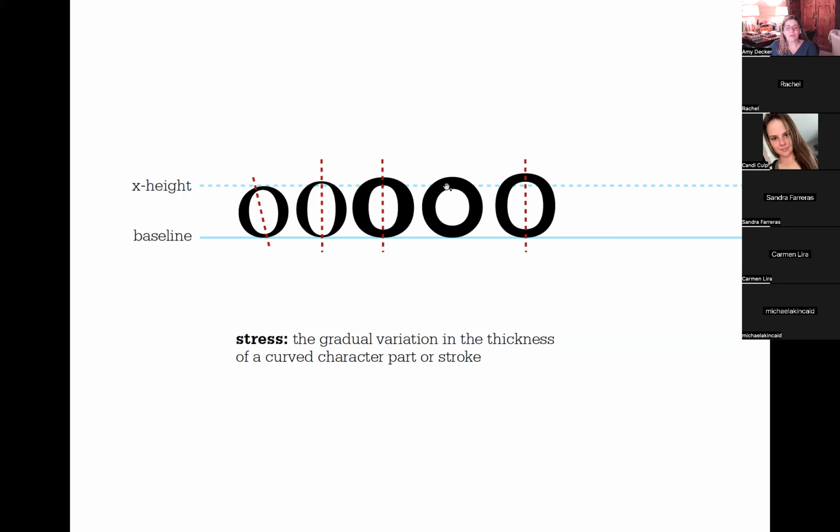Now here's an example of a geometric sans. A geometric sans is based on geometry and there is no thick to thin. The stroke is completely even all the way around, which means it has no stress. And then over here you have another one that has stress. It can be much more exaggerated like these first two, or a little more subtle like this very last one. It's more of a transitional sans. Think of a Helvetica.